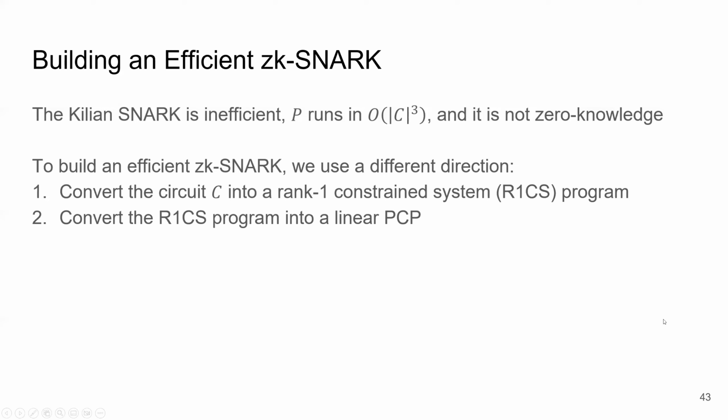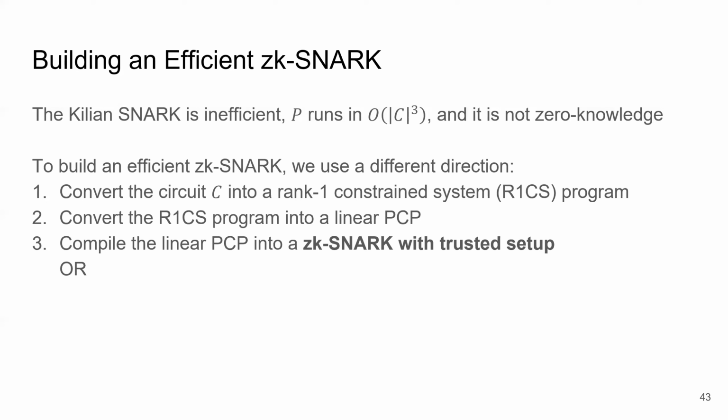The second step is we have to convert this R1CS program into a linear probabilistically checkable proof. Linear PCP is a special form of PCP that has some properties we'll talk about later. Then we'll be able to compile this linear PCP into a ZK SNARK that uses a trusted setup. Now, refresher: what exactly is a SNARK that uses a trusted setup, if anyone remembers?